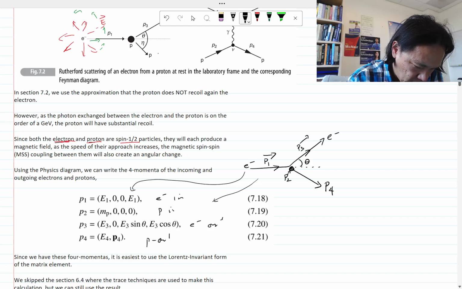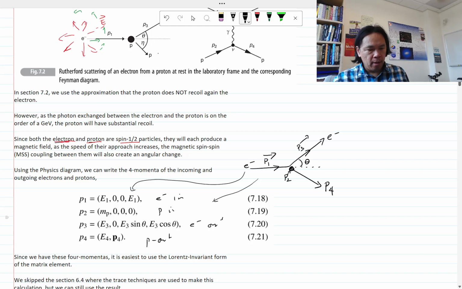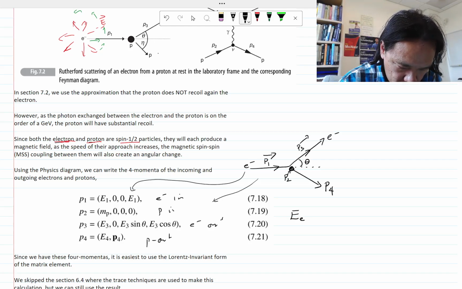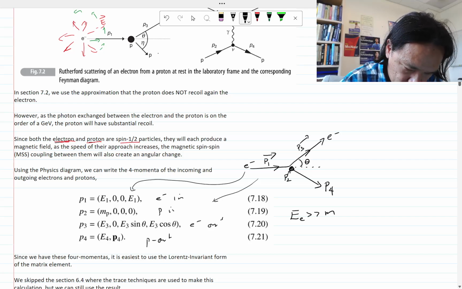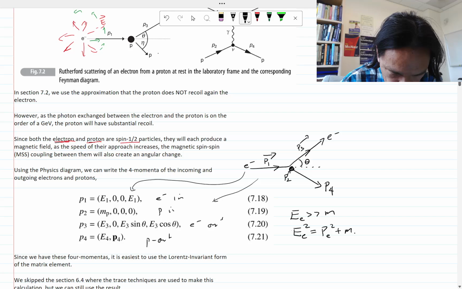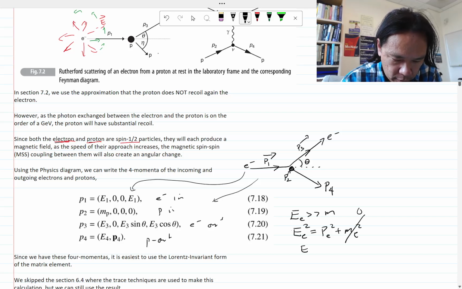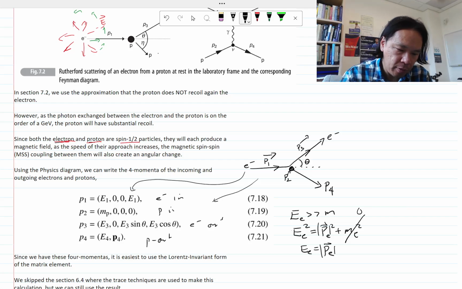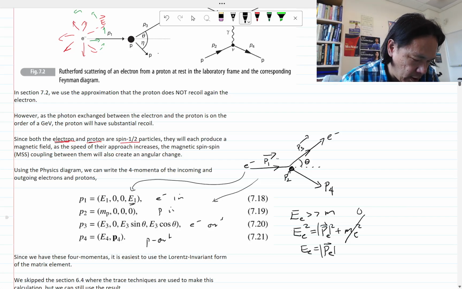I'll let you look at these equations, make sure these are correct. Since the electron is relativistic, the energy of the electron is much bigger than the mass. Therefore, the energy squared equals the momentum squared plus the mass squared, and we can cross the mass term out. Therefore, the magnitude of the three-momentum is the same as the energy. And since in this case you're going along the z direction, you get E1.